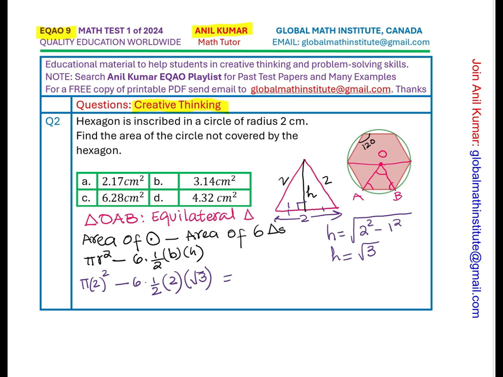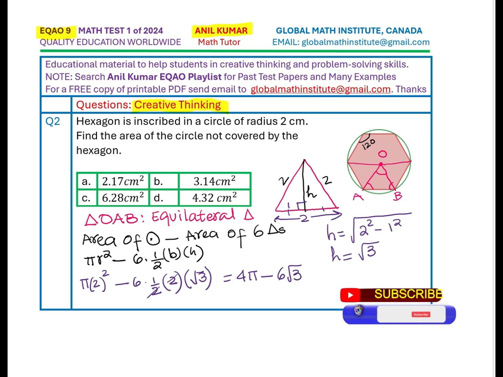So pi times 2 square is 4. So I'll write 4 pi minus, we can simplify this, 6 square root 3. So that is the answer. Let's calculate the value to match. So 4 times pi, and from this, we are going to take away 6 times square root 3. That gives me 2.17. So option A is the right option.